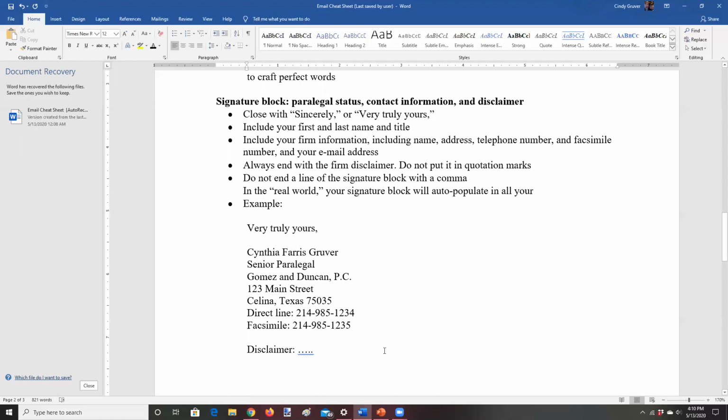And then here's where the disclaimer would go. Some disclaimers start with the word disclaimer, some don't. Obviously, if yours doesn't start with the word disclaimer, don't put disclaimer. You just copy and paste it directly into the document.